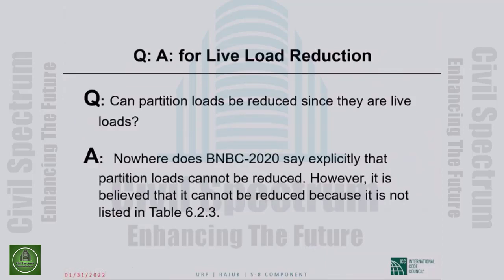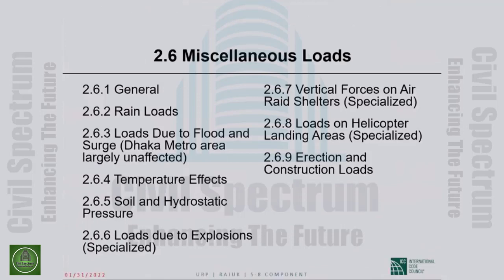A little bit of a question and answer. Can partition loads, meaning movable partition loads, be reduced since they are live loads? The answer is nowhere does BNBC 2020 say explicitly that partition loads cannot be reduced. However, it is believed that it cannot be reduced because it is not listed in that table 6.2.3. We really believe that it is the tabulated values that can be reduced. No. So movable partition load, do not take a reduction, would be my advice.